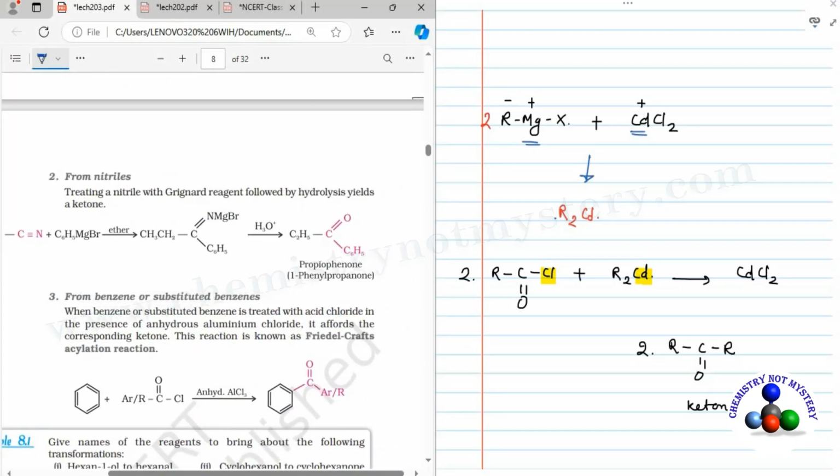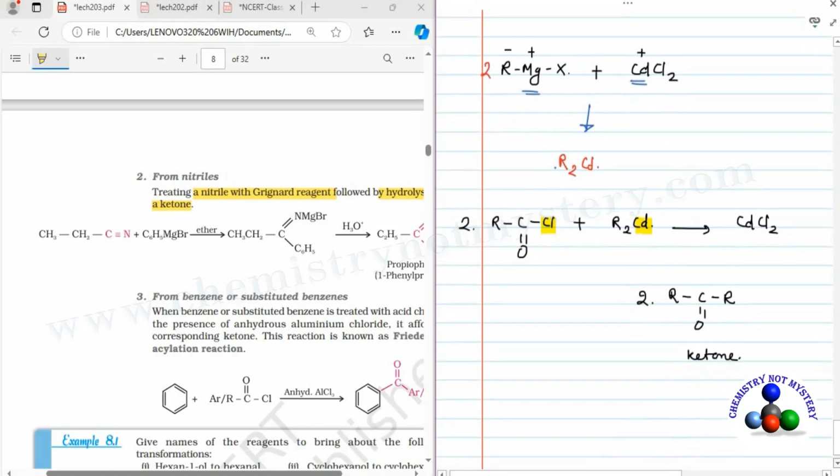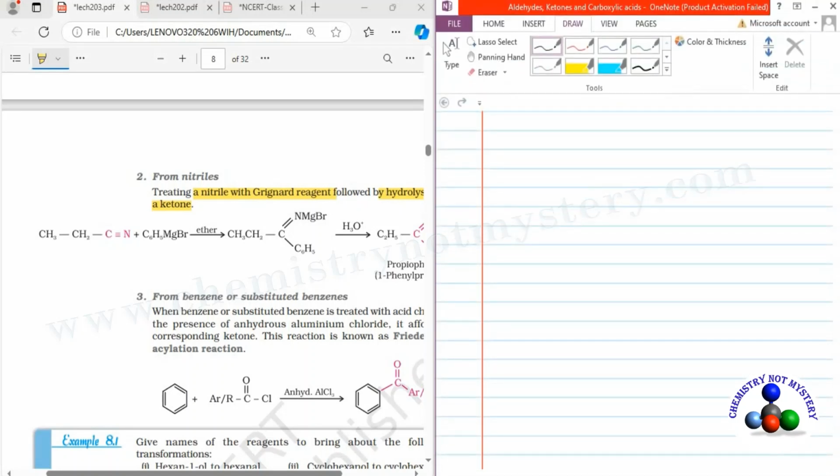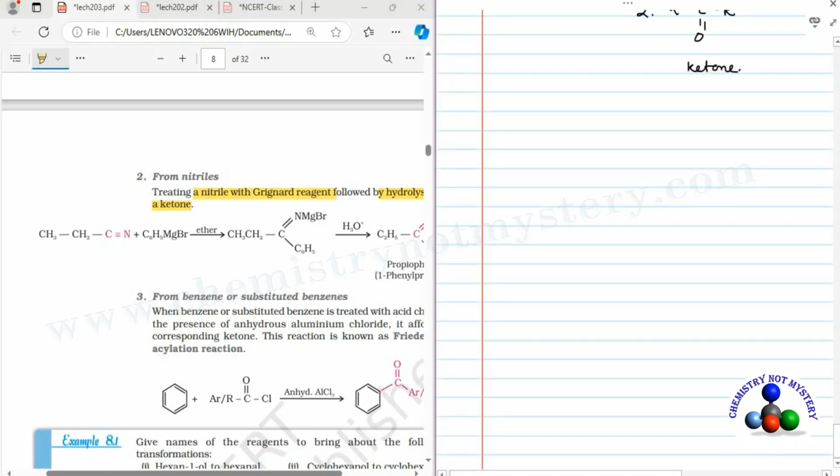Now come to the next reaction, from nitrile. Treating nitrile with Grignard reagent followed by hydrolysis yields a ketone. Let's try to understand how this reaction takes place. First of all, draw the structure of nitrile. So if I draw the structure R, C, triple bond N, this is nitrile that we already discussed when we discussed the preparation method of aldehyde.